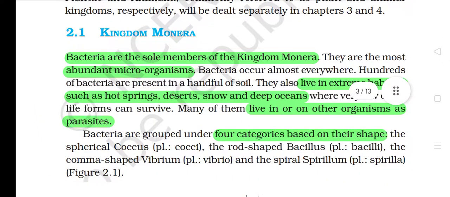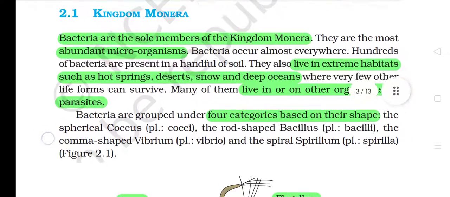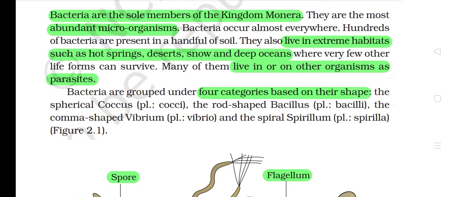2.1 Kingdom Monera. Bacteria are the sole members of the Kingdom Monera. They are the most abundant microorganisms. Bacteria occur almost everywhere. Hundreds of bacteria are present in a handful of soil. They also live in extreme habitats such as hot springs, deserts, snow, and deep oceans where very few other life forms can survive. Many of them live in or on other organisms as parasites.